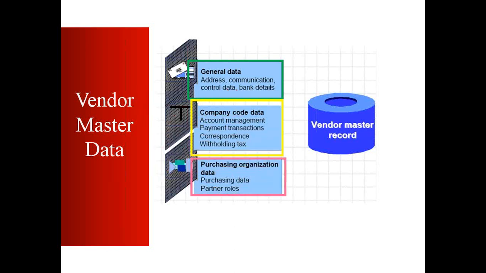And the third type is purchasing org data, where we enter mainly the purchasing related data, like what is the currency of the vendor, partner function, and all that we'll see in a minute.